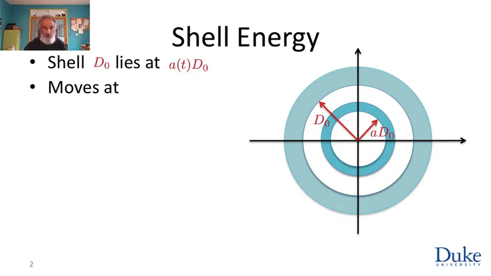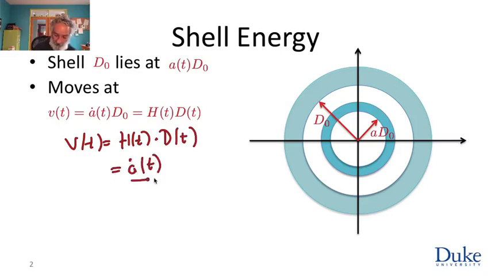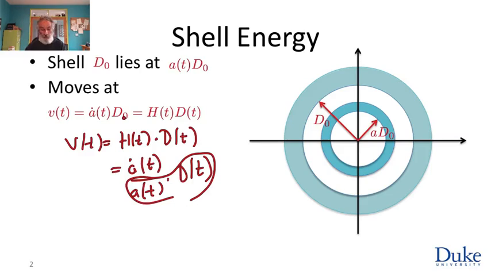And this shell is moving. And the speed at which it is moving, we computed a couple of clips ago. We said that v at any time t is H at time t times d at time t. And we also said that H of t is a-dot, the rate of change of a at time t, divided by a of t, times d of t. And if you want, again, you can collect this into d0. And so here are two ways to write the speed or the velocity with which the dust in the shell is receding from us at any time t.